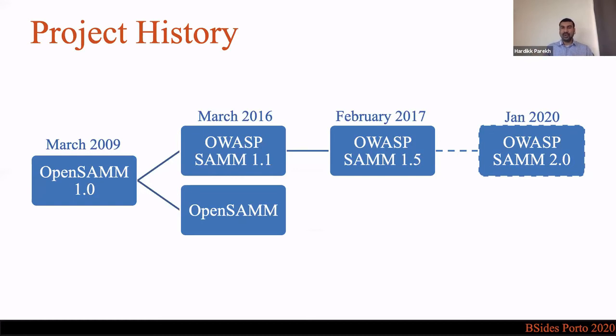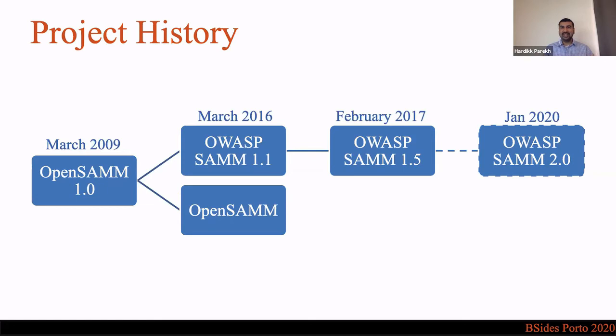Version 1.1, which came out in 2016, expanded and restructured the previous OpenSAMM model into four complementary resources: a core document, a how-to guide, a quick start guide, and a toolbox, which is like a spreadsheet that helps you do the assessment and build a roadmap. These are the resources that were added as part of version 1.1.